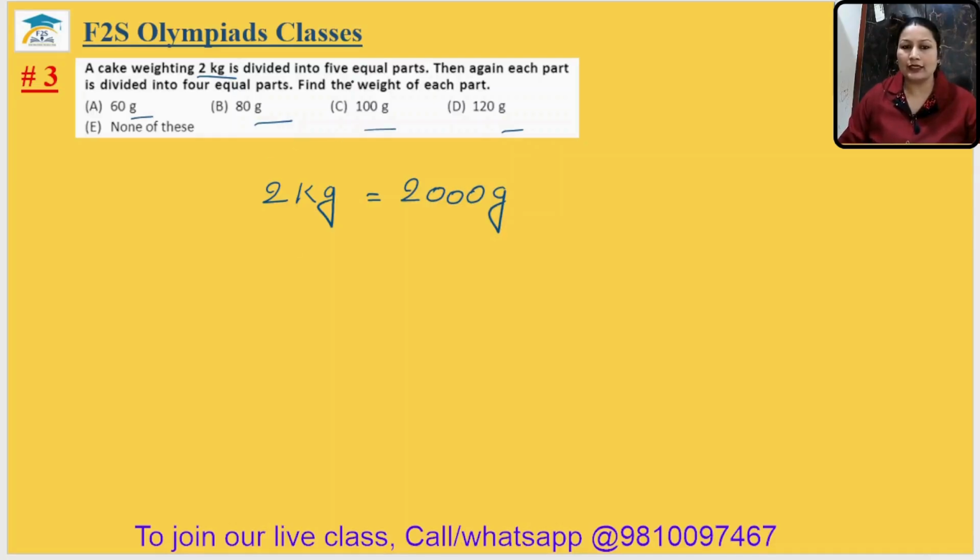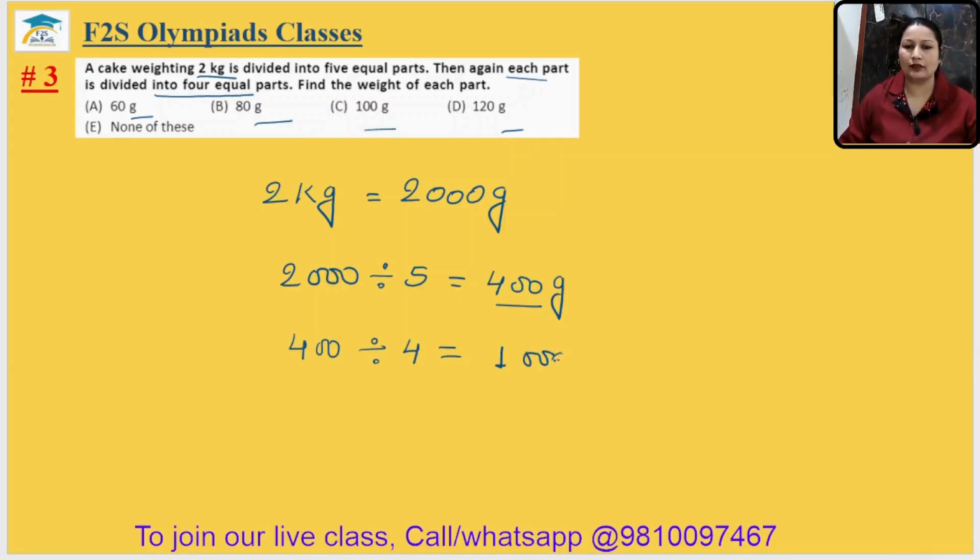Okay. It is divided into 5 equal parts. So 2000 divide by 5. So we will get 5 4s are 20, 400 gram. And this 400 gram is again divided into 4 equal parts. So 400 divide by 4. That is your 100 gram. So 100 gram is in option number C. The third answer is option C.